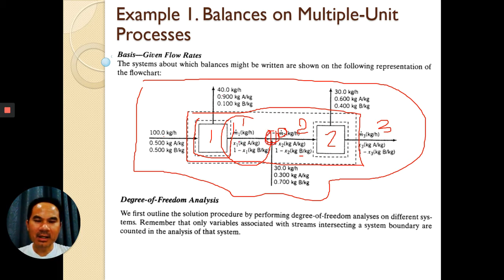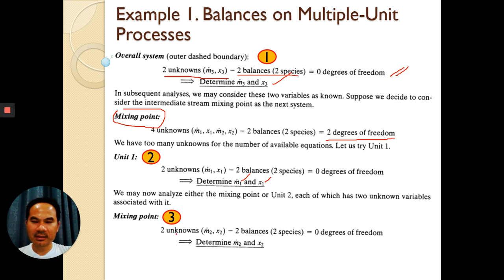For the mixing point, M1 and X1 you know already from the balance around unit 1, and then you can solve for M2. It's up to you, you can choose the mixing point or unit 2. I show the mixing point. Now there are only two unknowns, M2 and X2, and you have two balance equations, so the degree of freedom is 0. It's very important to check the degree of freedom for the overall system and each unit. If the degree of freedom is equal to 0, that means you can solve for it.